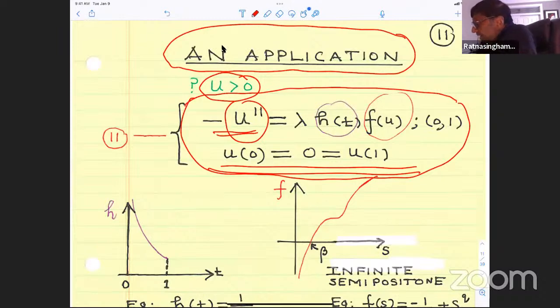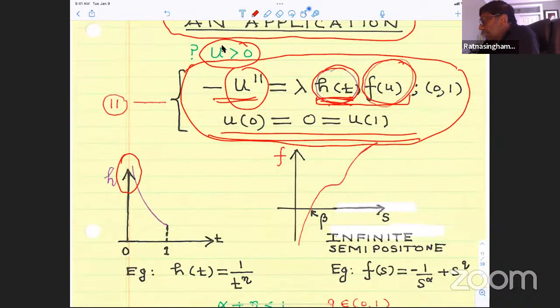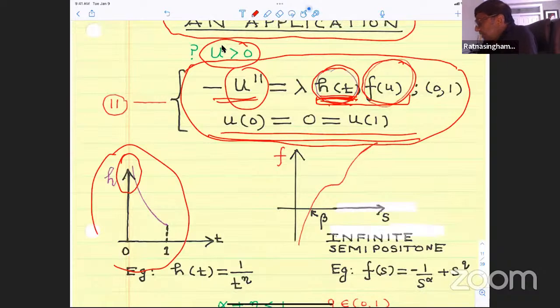So the right-hand side has the nonlinearity or the reaction term split in two ways, an h of t times f of u. This is what you get when you come from exterior domain problems and do some Kelvin transformation. Even with the general f of u, some h of t term comes in, and often it is a singular function at 0. So usually an example of this h of t is like this, between 0 and 1.